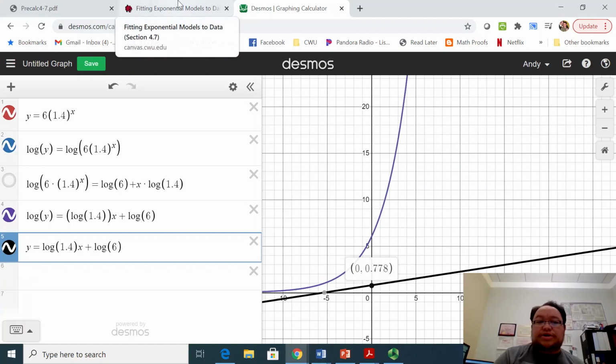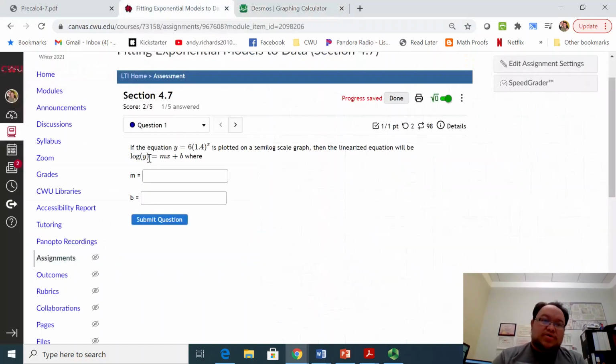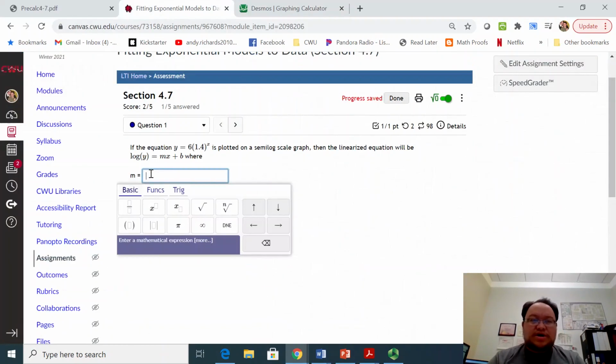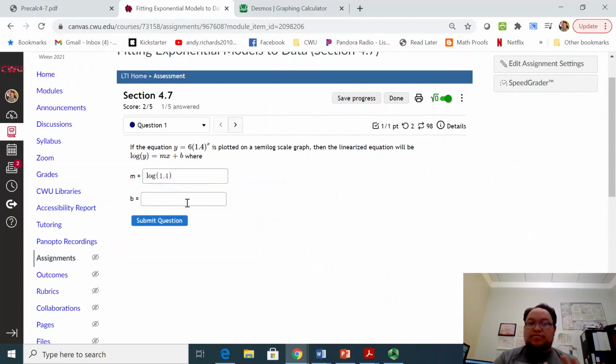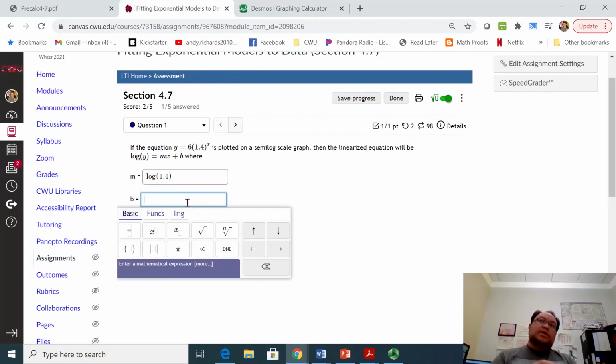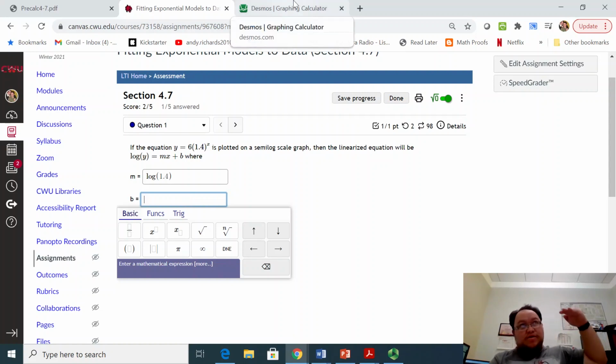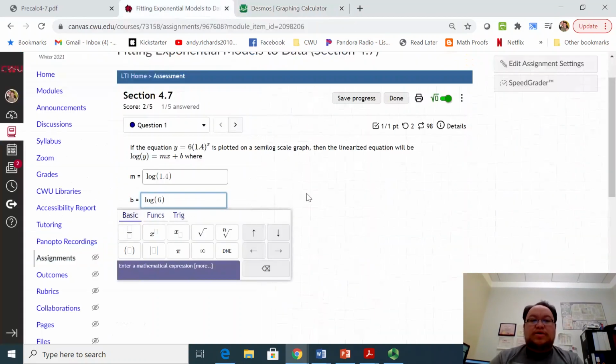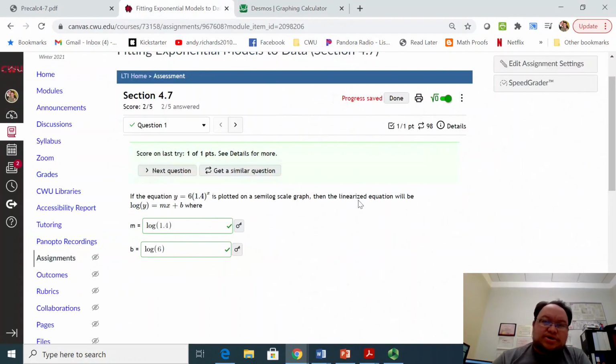What does that mean in terms of the question? If we go back to this, what is it really looking for? It wants to know what these pieces are. So if I convert this over to a linear model, my slope would be counting by log of 1.4, and that's how I'm moving up compared to over. And my starting piece, this log of 6, is where I'm going to start out. Again, it is fairly complicated.